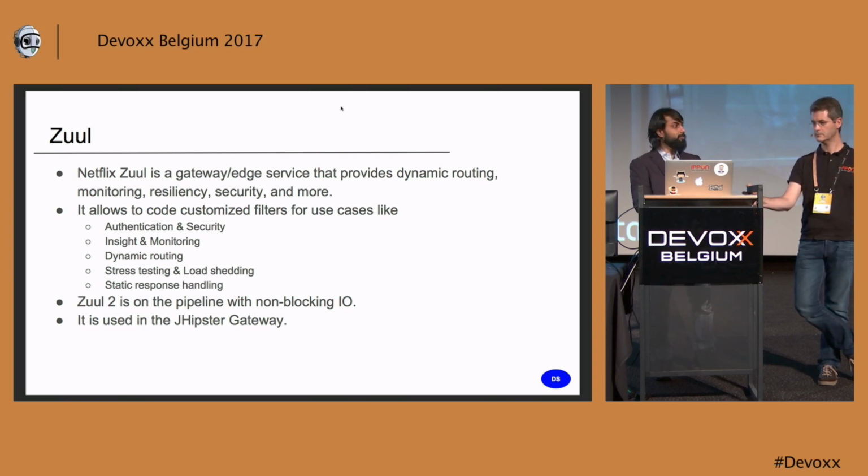Zuul 2 is apparently in the pipeline. It is supposed to be non-blocking and much better than Zuul. It's been in the pipeline for some time now. I hope it will be out soon. Then we can migrate to that. So we use Zuul in our gateway as the default solution.